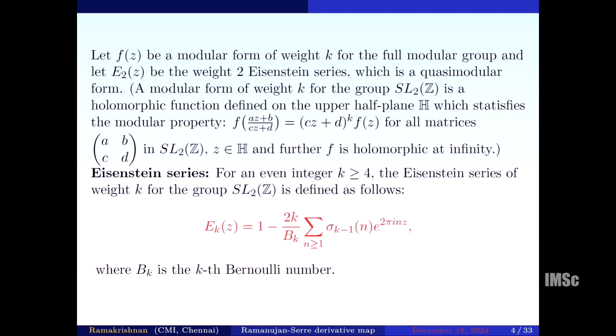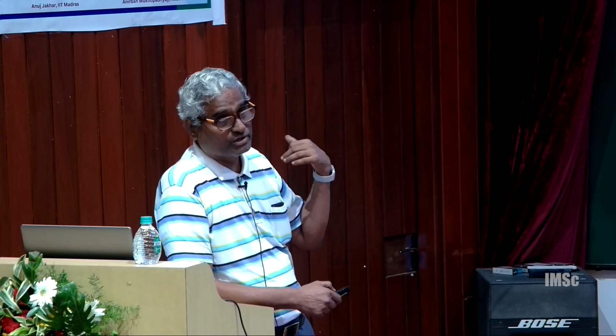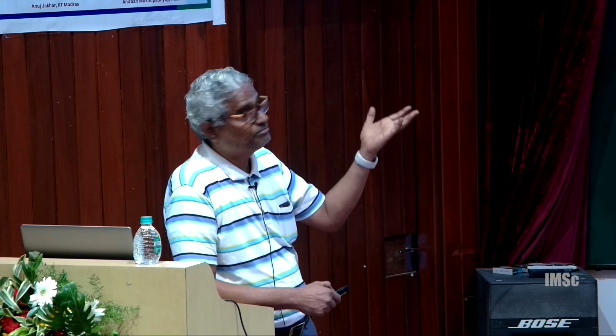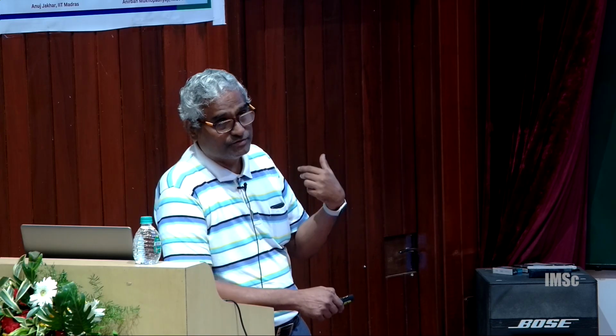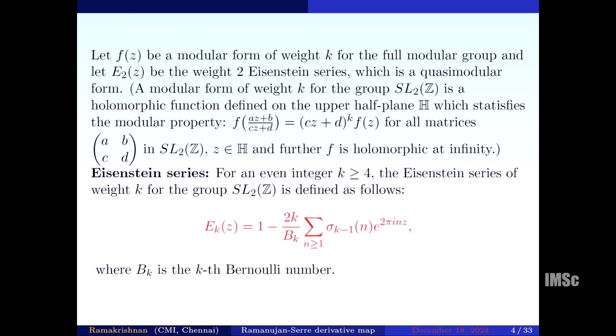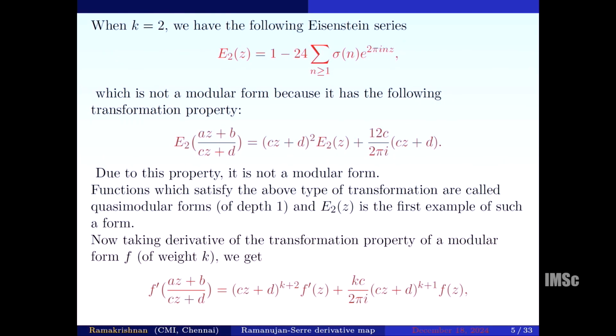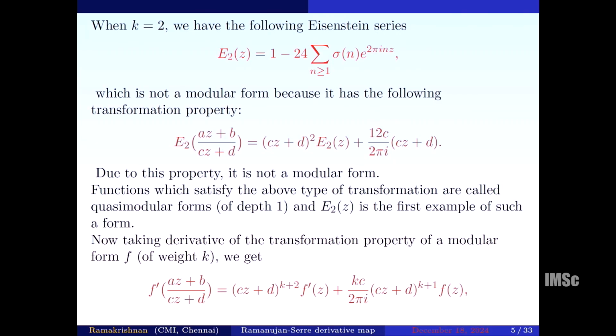The point is that if one of them is not modular but quasi-modular, one factor will be sigma and the other one will be sigma_{k-1}. That type of sum needs a different theory to evaluate. Otherwise, I can use the theory of modular forms to evaluate. Anyway, I would like to describe this. When k equals 2, we have the Eisenstein series E_2, which is not a modular form because it has the following transformation property. E_2((az+b)/(cz+d)) is the usual (cz+d)^2 E_2(z) plus some error term.